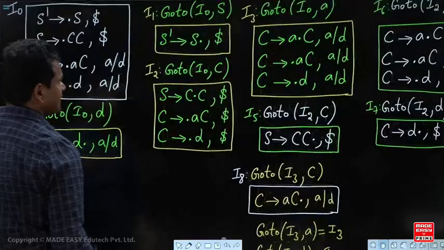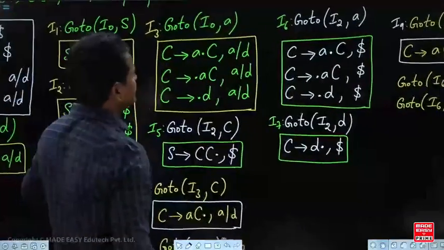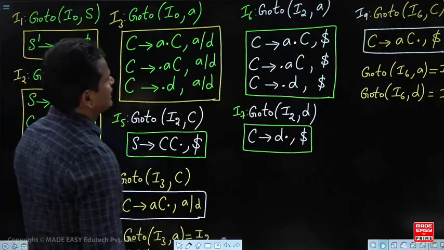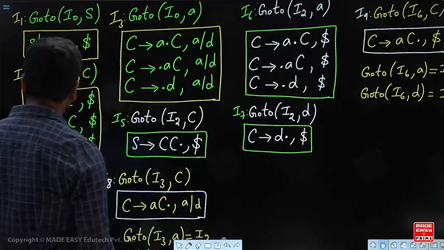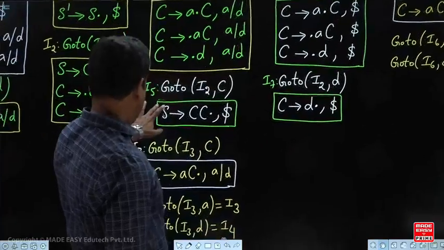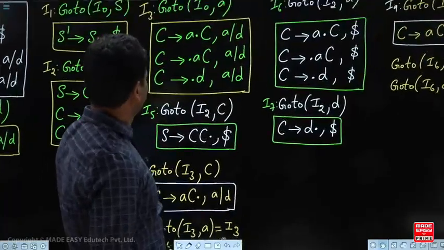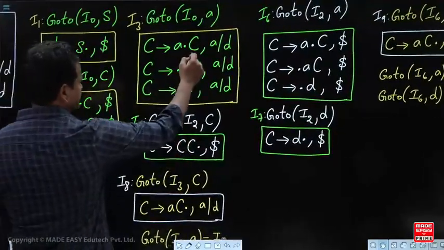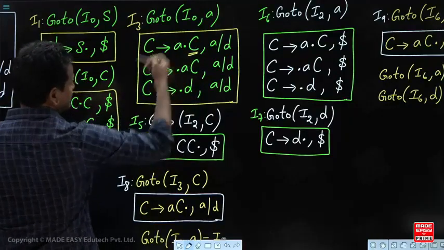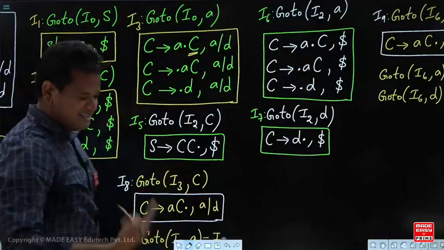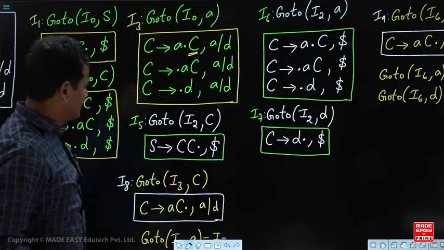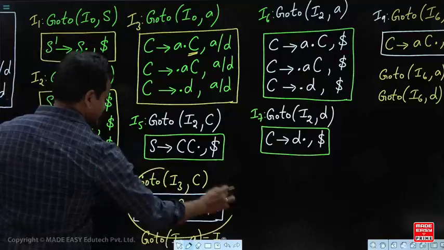So come to I3 comma C. Where do we have I3 comma C? Yeah, this one. This first one is I3. The shift symbol is C. I3 comma C is this one.